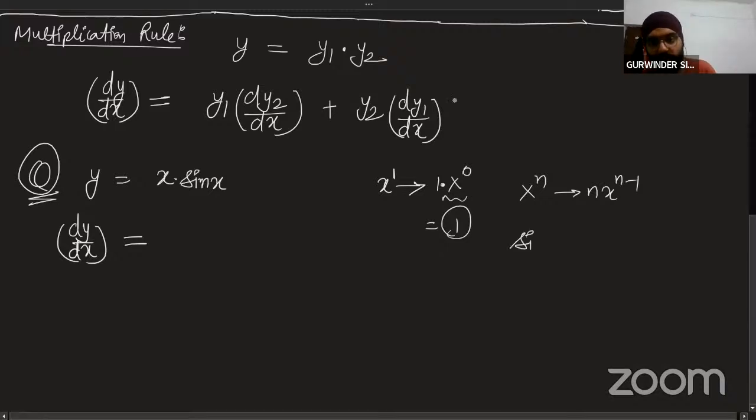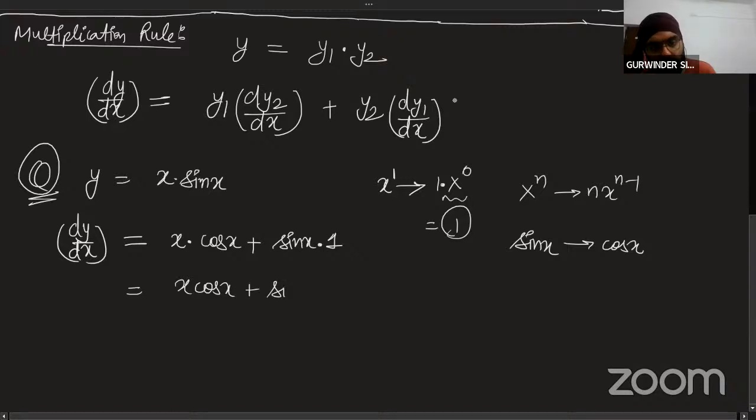And sin x, I have taught you just now. It is cos x. So it will be y1, as it is, the derivative of the second thing, that is cos x, plus y2, that is sin x as it is, multiplied by the derivative of the first, that is 1. So it is x cos x plus sin x.